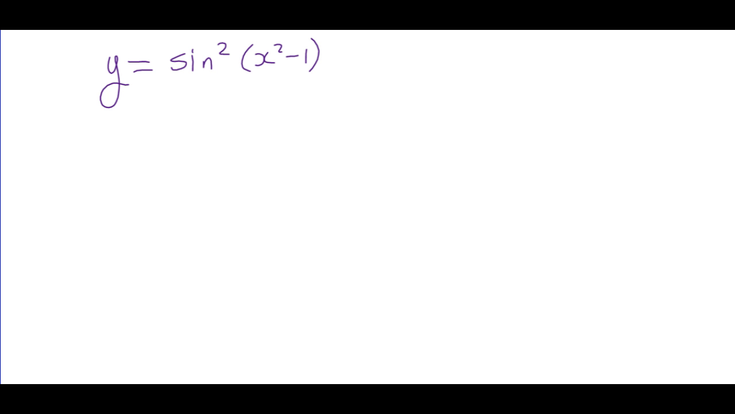So the sine squared of x squared minus 1. Chain rule, right? So the outer function is squared, right? It's the sine of something squared. Remember, sine squared of that. If you want, write this down.